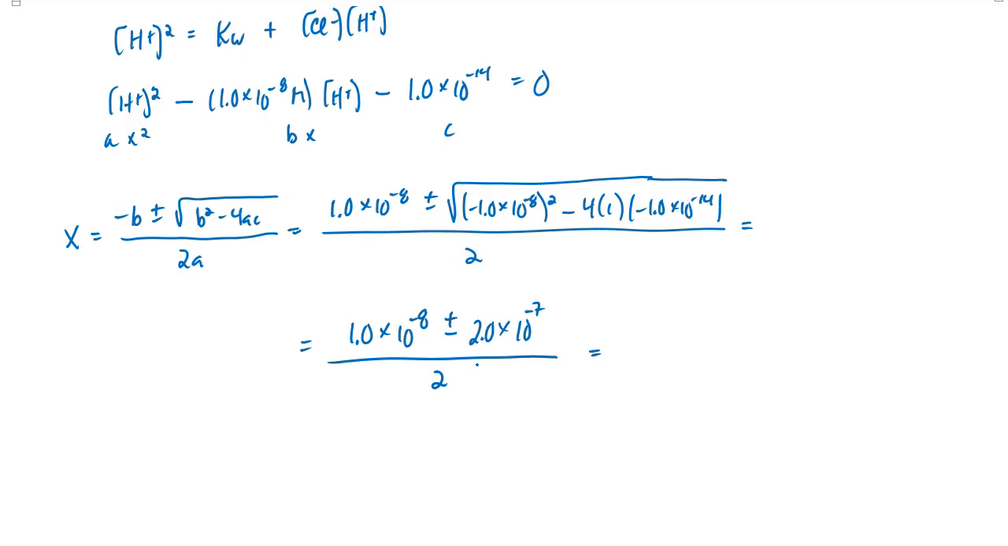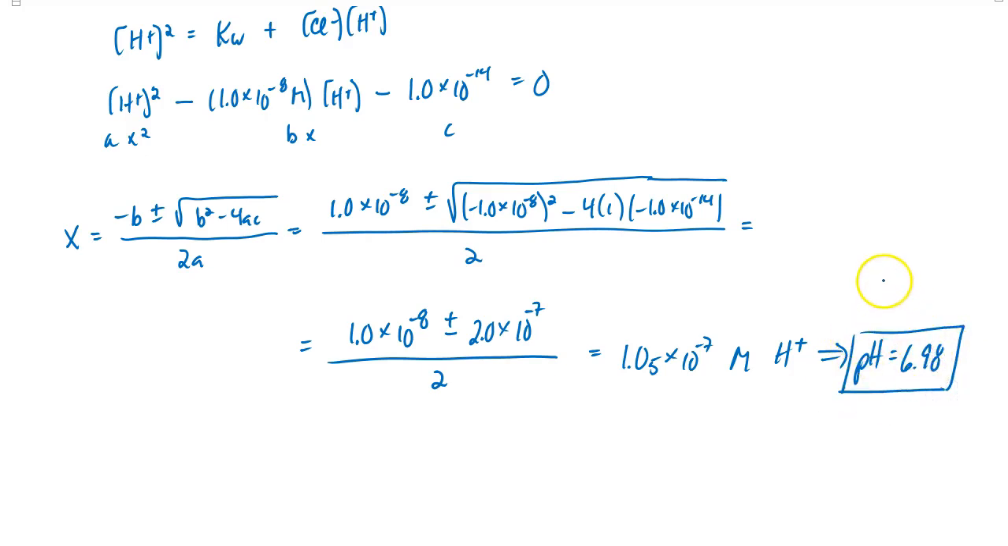So we have to add, and doing so gave me 1.0 with an insignificant 5 times 10 to the negative 7th molar H+. And now when you take the pH of that, when you take the negative log of this number, you get 6.98, which is more reasonable for a dilute strong acid like HCl. It's a little bit acidic, but it's so dilute that it's close to neutral.